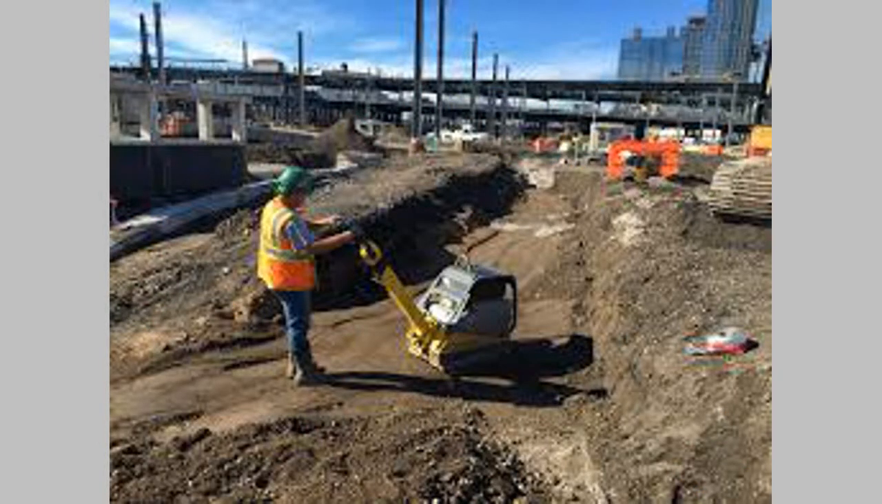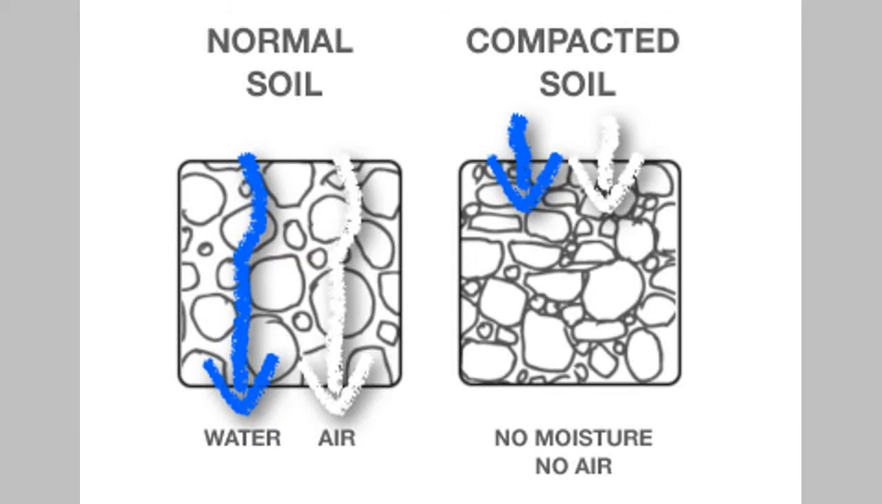This test is performed in the field. We take a field density of the required area where we want to check the compaction. The purpose of this test is to check how much compacted the soil is in the field. We have two densities: one is the field density, and the other is the laboratory test density.